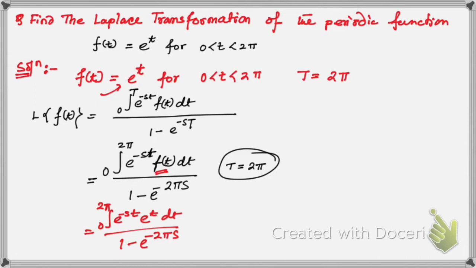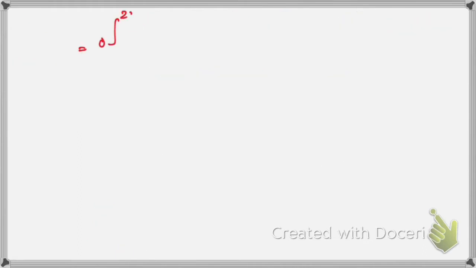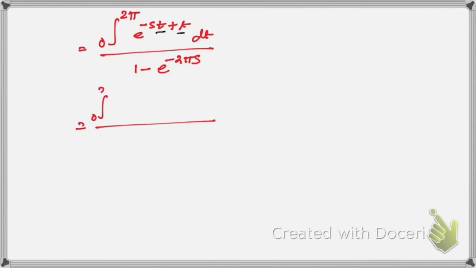Now you see here we can multiply these two. If you multiply these two, it gives e to the power minus st plus t, right? Now using this product, we have the integral from 0 to 2 pi of e to the power minus st plus t, dt, over 1 minus e to the power minus 2 pi s. Taking t common, we have this result: e to the power (minus s minus 1) t dt, divided by 1 minus e to the power minus 2 pi s.